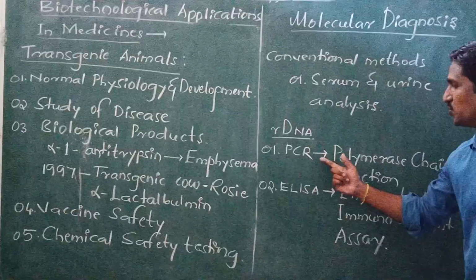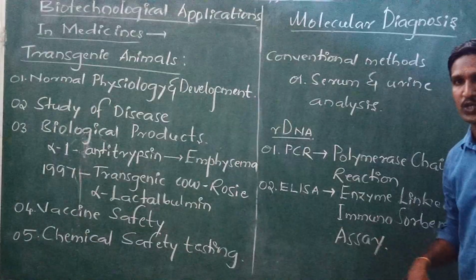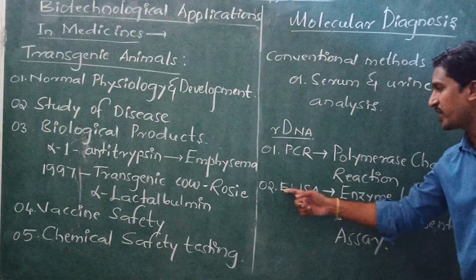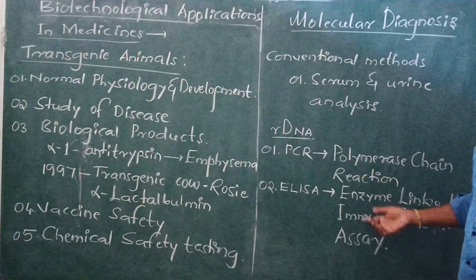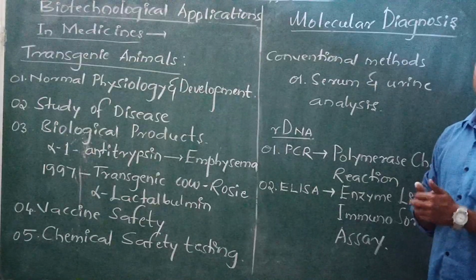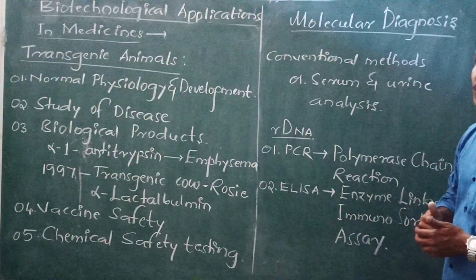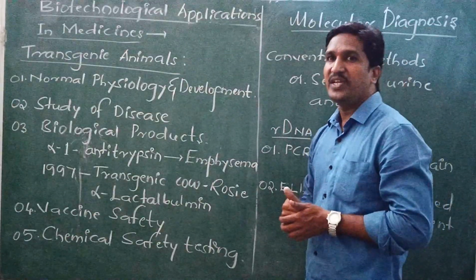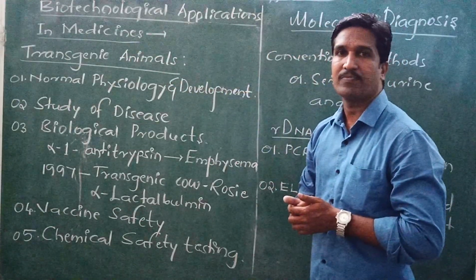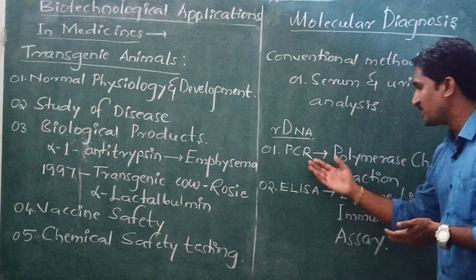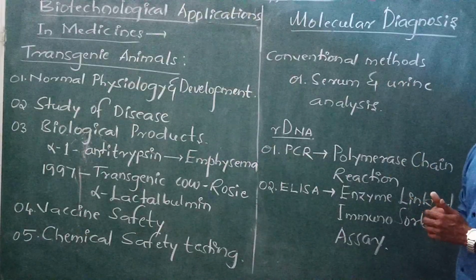These are the two. One is PCR, that is polymerase chain reaction, and another one is ELISA, enzyme linked immunosorbent assay. So polymerase chain reaction and enzyme linked immunosorbent assay are two important molecular diagnostics used for diagnosing the disease under biotechnological applications in medicines. As you know, what do you mean by PCR and ELISA, right? So this is about molecular diagnosis.